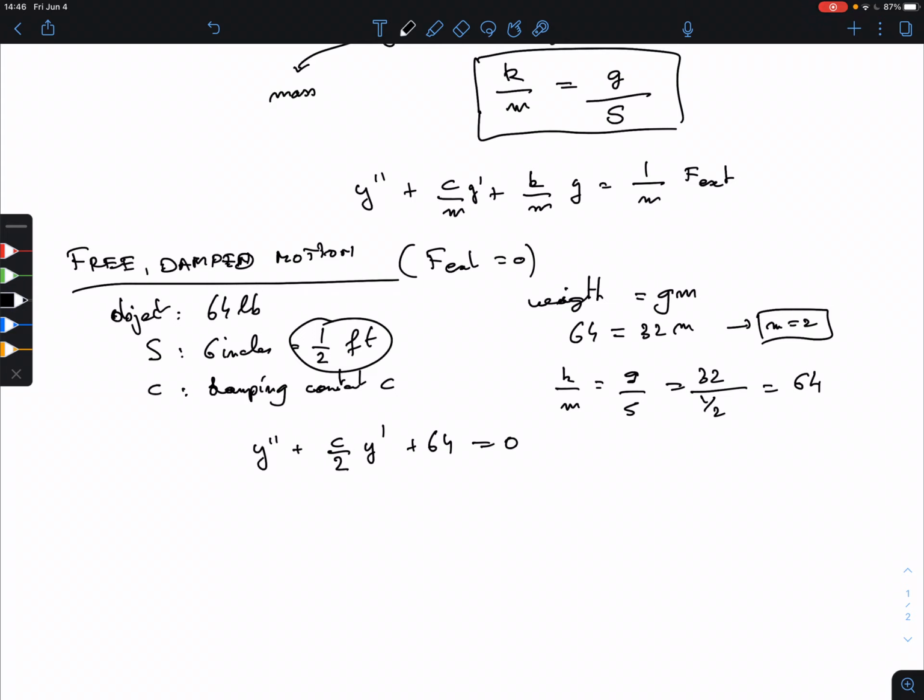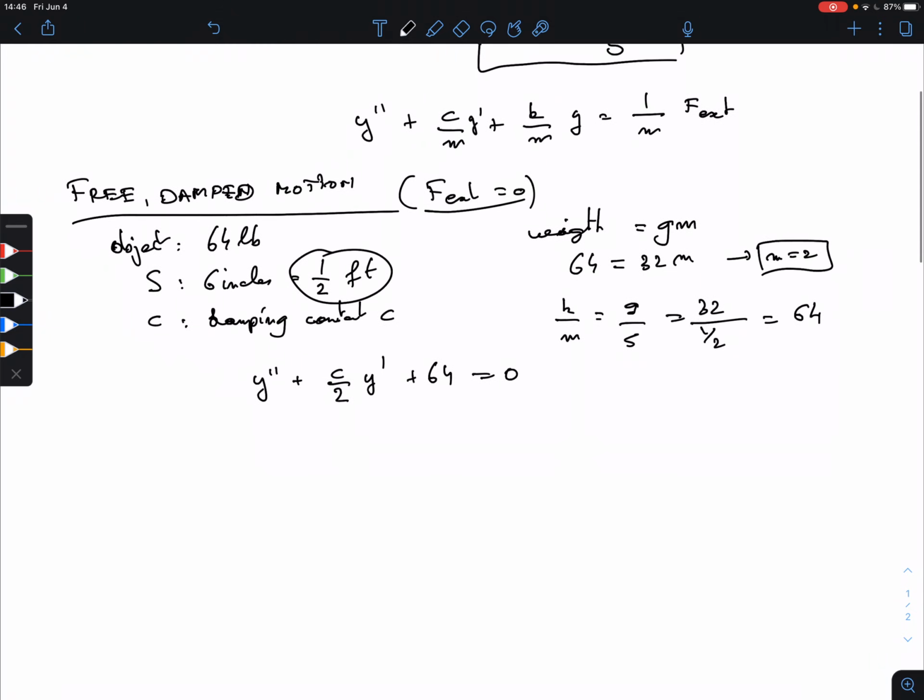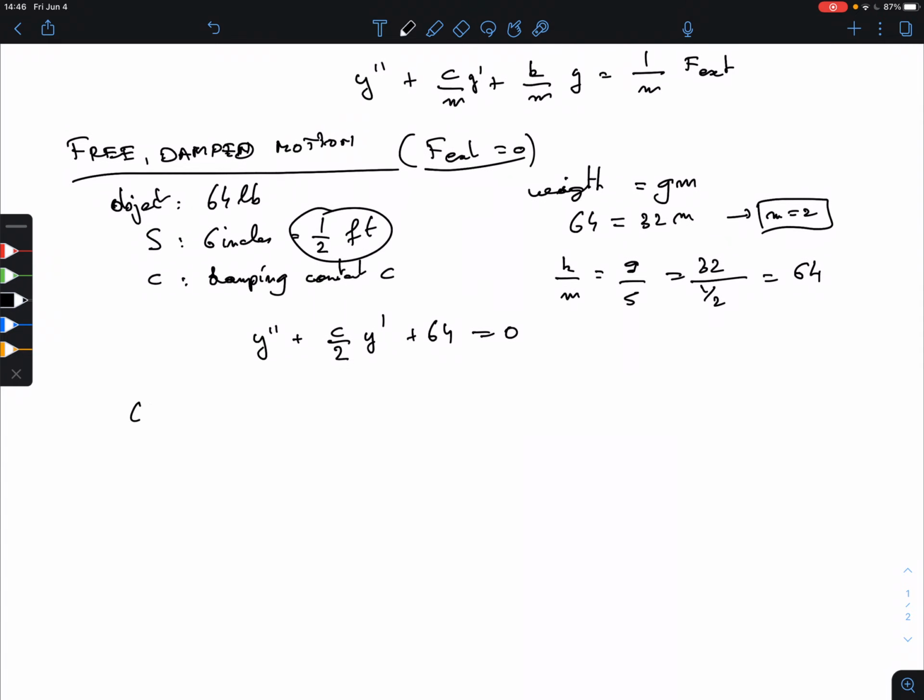So I said it's a homogeneous one. Now it's a free motion. So we have to find the roots of this equation. Now, since we don't know c, the only thing we can do is, sorry, there's not an algebraic equation, I forgot to say. We go into the characteristic equation. Sorry, I was jumping the gun here. t squared plus c over 2 t plus 64 equals 0.